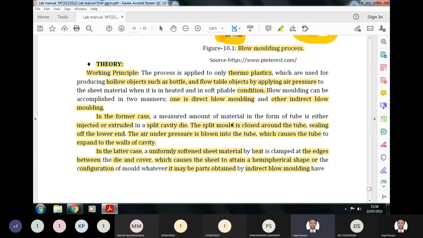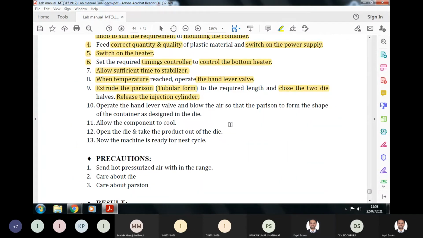Now step number 10. Operate the hand lever valve and blow the air. अभी 10 नंबर स्टेप में क्या करना है? आपका पेरिजन इन हो गया, डाई क्लोज हो गई. अभी आप ऊपर थोड़ी जगह होगी एयर ब्लो करने के लिए. सो वहां से आपको कंप्रेस्ड heated compressed air को blow करना है.